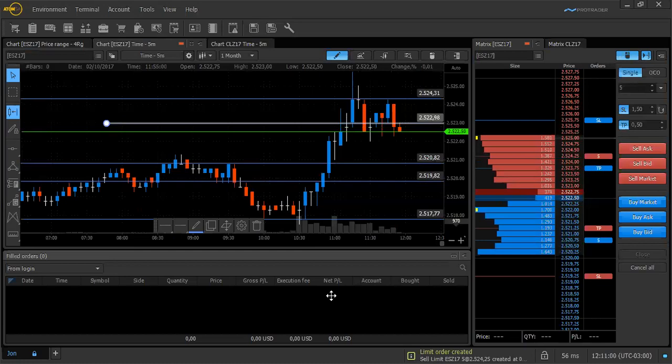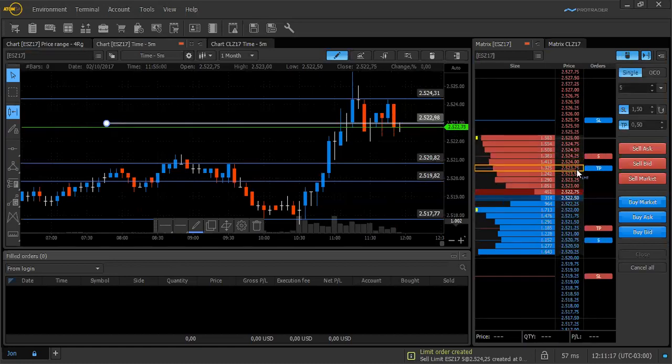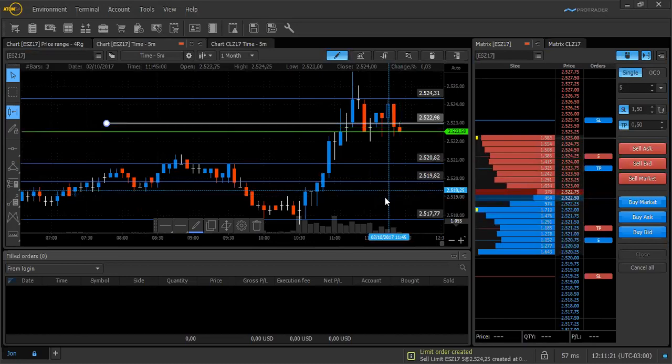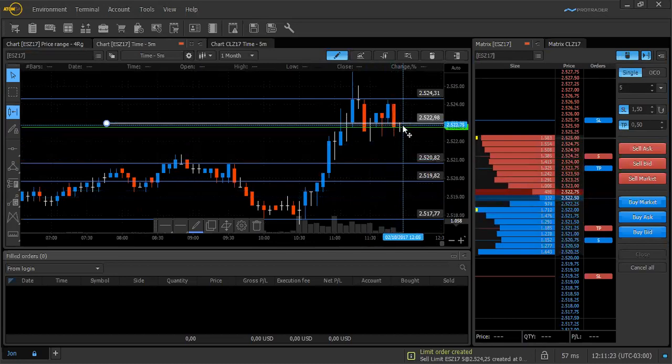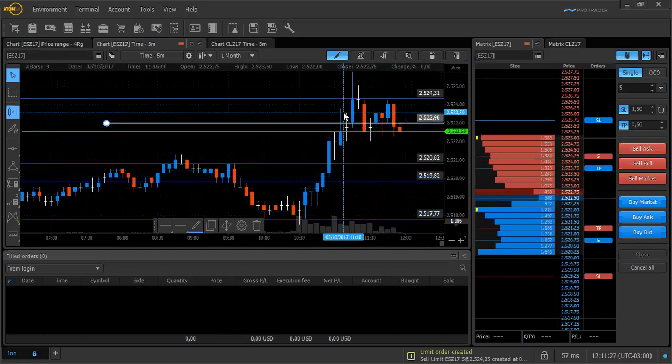So basically, if I sold my phone and want to buy it back, I want to buy it for less money than what I actually sold it for the first time. That's how I make money in the market as well. So I'm selling here at 525, and I want to buy those 5 contracts back cheaper, here at 523.75.